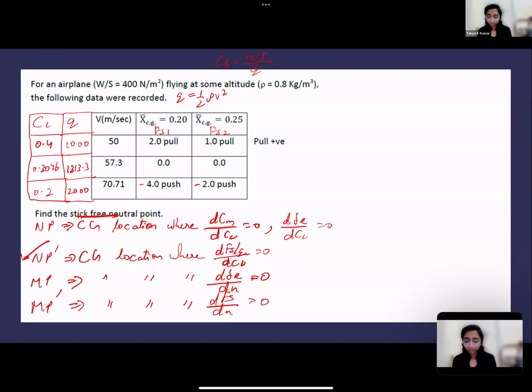Try to think about it. Till now, I think it's going pretty well. We found out Q, we found out CL. Now what do we have to do? You said you have to find out dFs by Q by dCL.